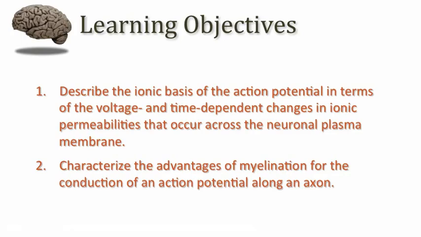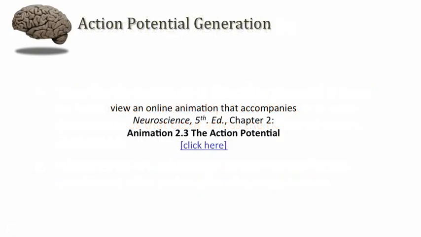Well, in order to set the stage for what I want to discuss with you today, I'm going to recommend that you pause for just a moment and view animation 2.3 at the website that supports our textbook. This animation will account for you again the ionic basis of the action potential. You can click on the hyperlink that's part of your tutorial notes, or navigate yourself to the website that supports our text. Okay, well, I think we're ready to move on.